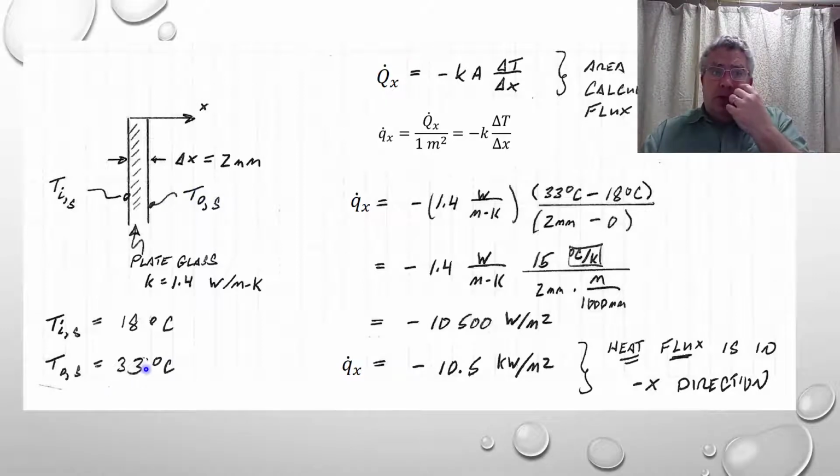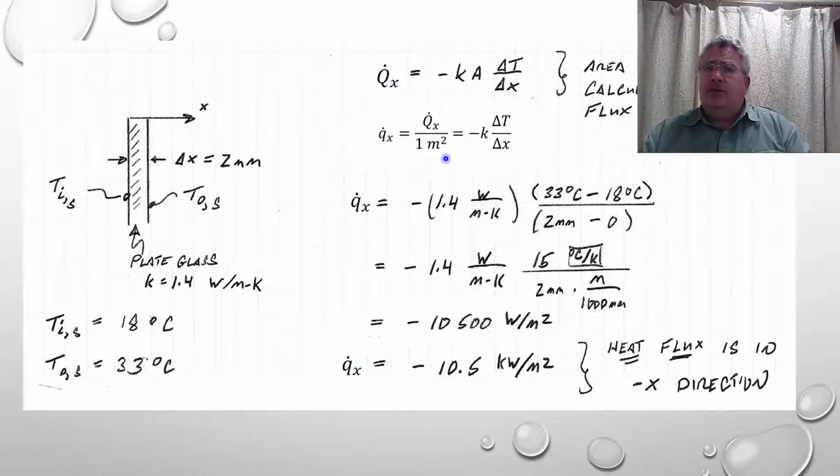So if we want to calculate the rate of heat transfer through this solid, we'll use Fourier's law, so q dot x equals minus kA dT over dx. But we're not given an area in the problem, so we're going to utilize the heat flux. We'll take the heat rate and divide it by area, and the units will become watts per square meter. And this is the general case. If you're not given the area for a particular problem, you divide by a unit area, in this case 1 square meter.